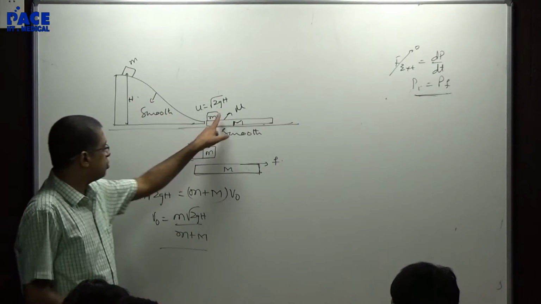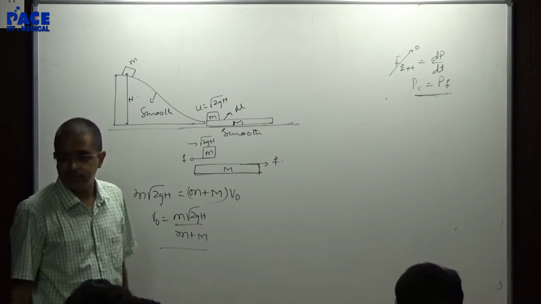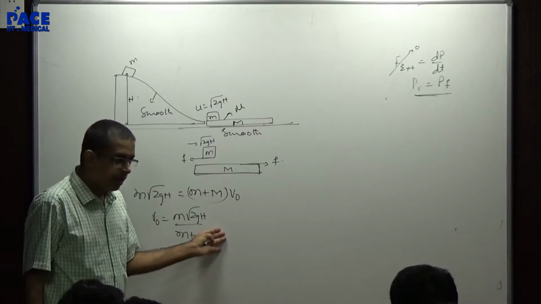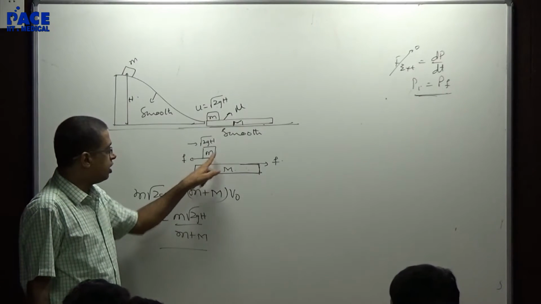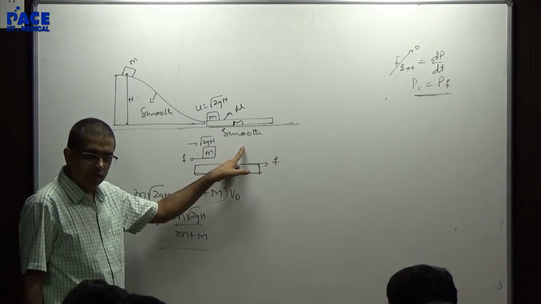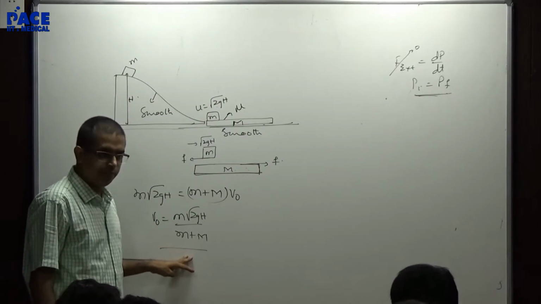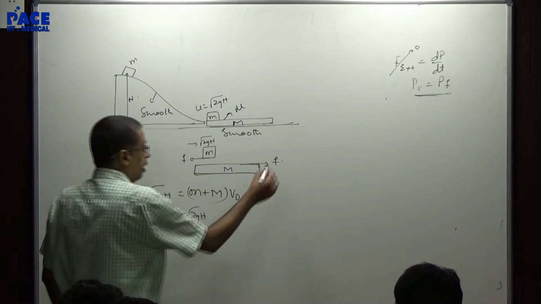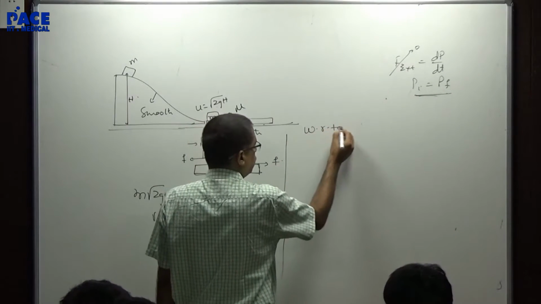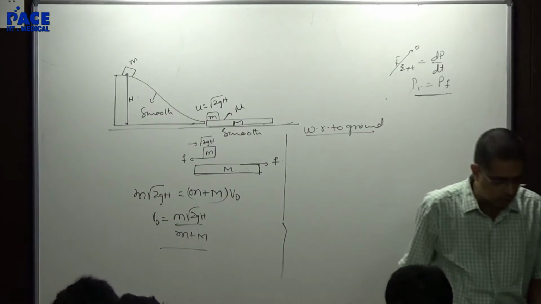Can I solve this using kinematics and frictional force and constant acceleration? Yes, you can. This is a bit simpler. Time taken by this to reach a velocity V naught, time taken by this to reach a velocity V naught. Equating both the times, I will get V naught. It will be the same. Now my question is, with respect to ground, in the question did you write that you are solving with respect to ground?